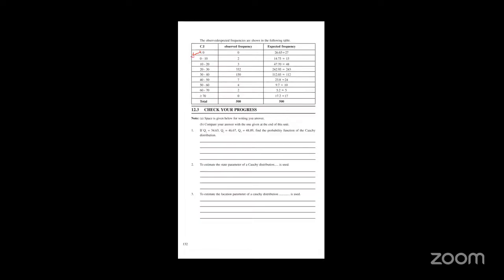As shown in the following table, less than 0 the observed frequency is 0, less than 10 there are 2, 10 to 20 is 3, 20 to 30 is 332, 30 to 40 is 150, 40 to 50 is 7, 50 to 60 is 4, 60 to 70 is 2, and 70 and above is 0, a total of 500. The expected frequencies we find using the expected frequency formula.